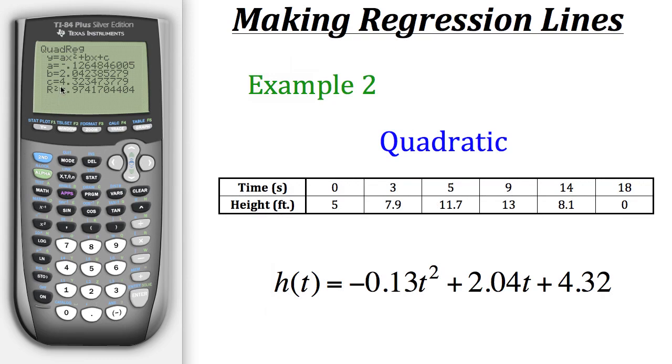Now, since our diagnostics are still on, the regression also gave us our coefficient of determination. And in this case, it was 0.974. Now, if we converted that to a percentage, it would tell us that our particular model is 97.4% accurate, which is really good.